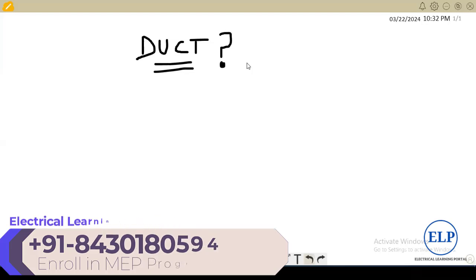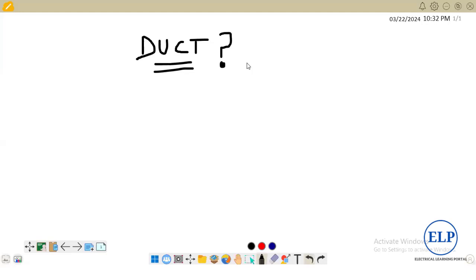Okay, let us discuss the duct system. First, let us try to understand some points about the duct. What is the meaning of duct and why is ducting very important? Usually, this ducting system is basically used to supply the cool air to the spaces.